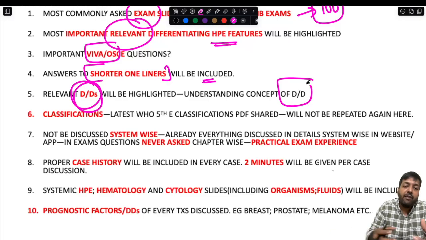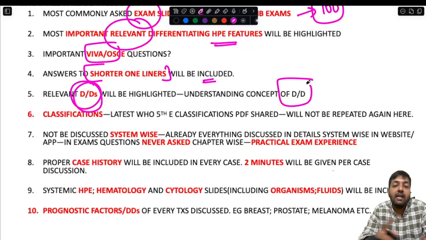Suppose when you start reporting a slide, and then you think, okay, I have seen this feature in another slide too. So such features are also seen in one such other diagnosis. Then only you go and see the differentiating features, and then you will remember the differential diagnosis. Else it is not possible for you to remember each and every differential diagnosis.